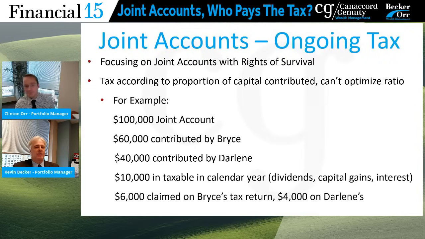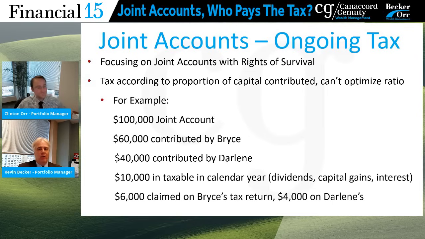Yeah, basically that's the main thing. It's usually the most popular aspect, having it with right of survivorship. We want to do that because that helps out with the tax system going forward. As we can see in this example, the taxes are according to the proportion. If we had a joint account between two people, we're using Bryce and Darlene here, Bryce contributes 60, Darlene contributes 40. Over the course of that year on the 100,000, they earn $10,000 in taxable income. That could be dividends, capital gains, interest, as we mentioned here.